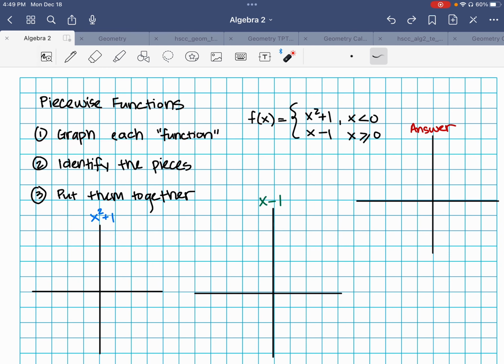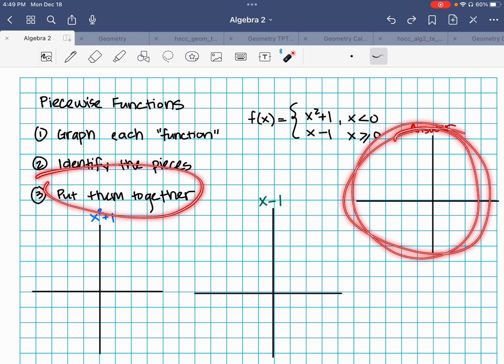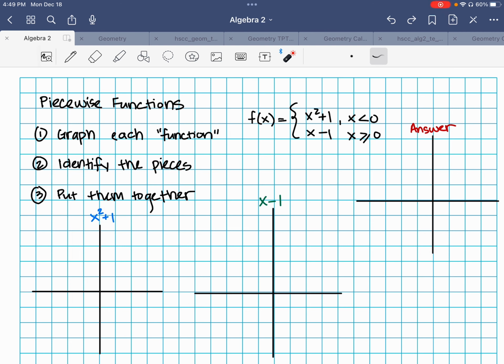Number one, I'm going to graph each of the functions. I'm going to graph that one, and then I'm going to graph that one. Then I'm going to identify the pieces of those functions, using the restriction on each piece. And the last step is I'm going to put them together as a single graph. I'm going to put your answers right here. All right, so let's get at it.